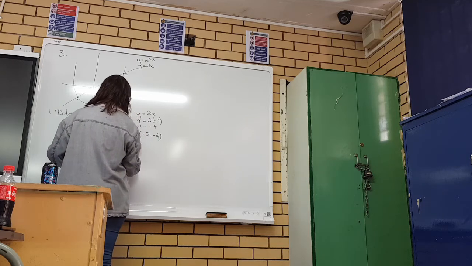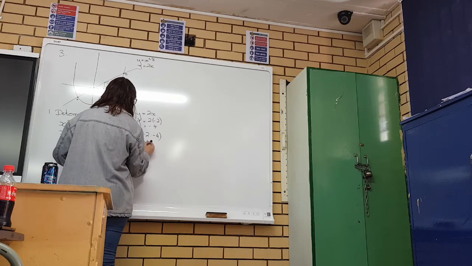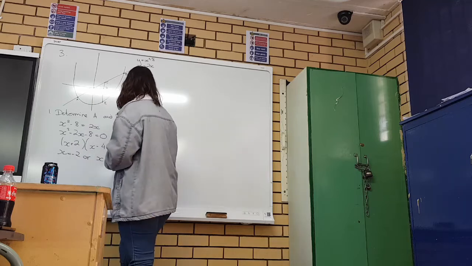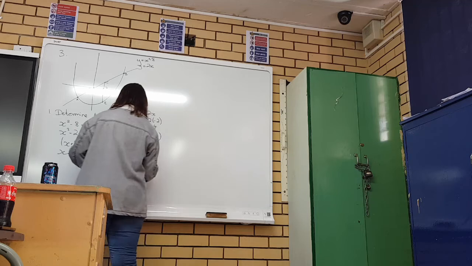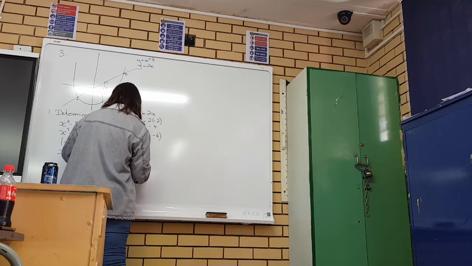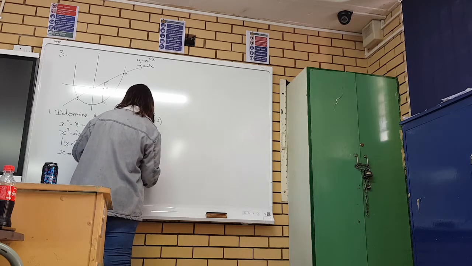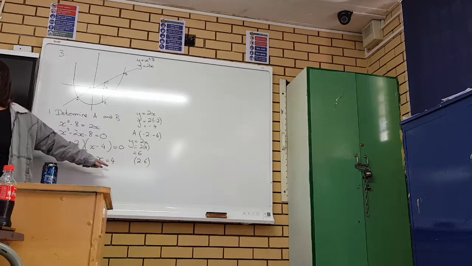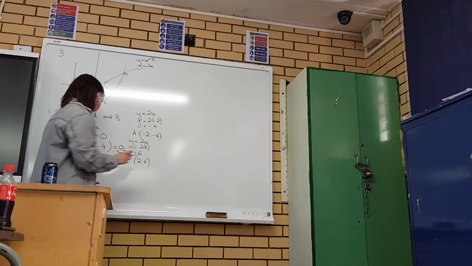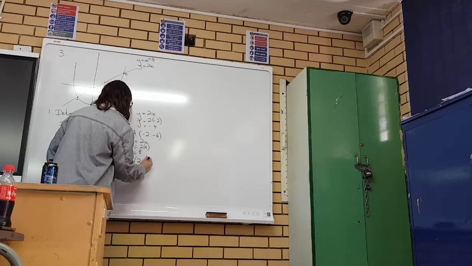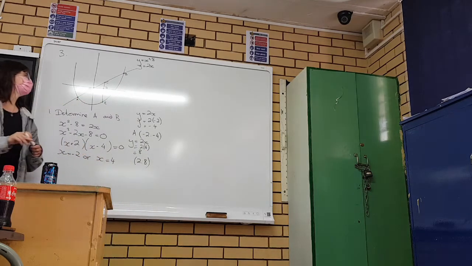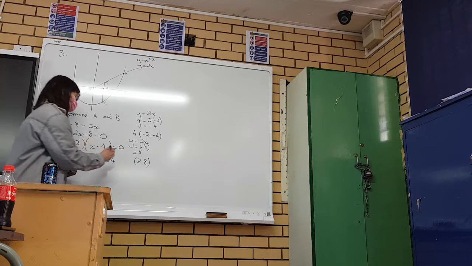Now I do y is equal to 2x, and I plug in my other point, so plus 4. 2 times 4 gives me 8. So now I've got another point, which is 4 and 8. Which point is that? B.